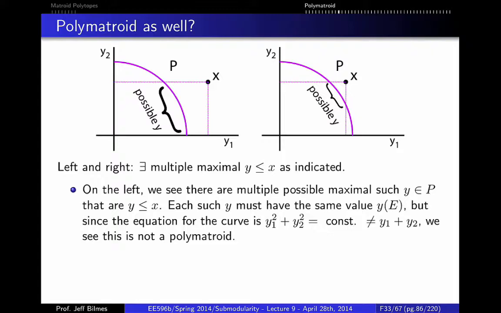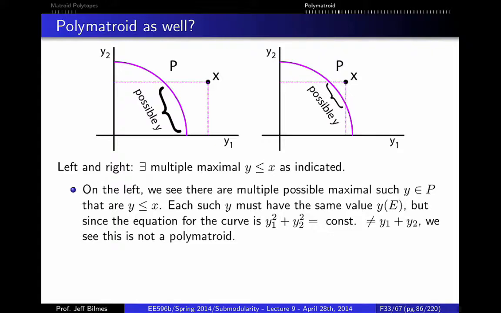What about here? Are these polymatroids? Who says yes? And who says no? Okay. And some people didn't vote, so. But like all democracies, one has the right not to vote. So you've elected a non-polymatroidal president, but in this particular case, the majority was right.